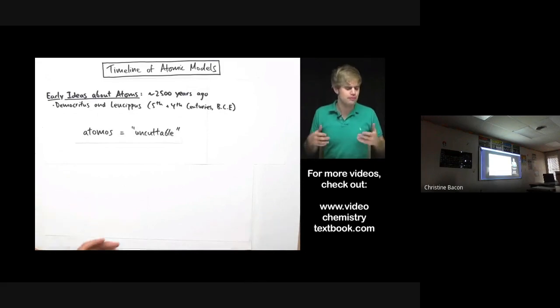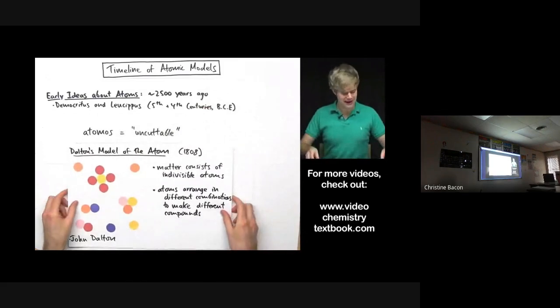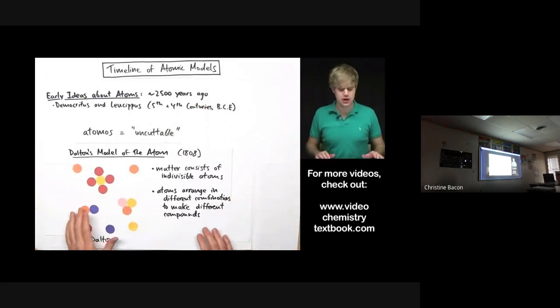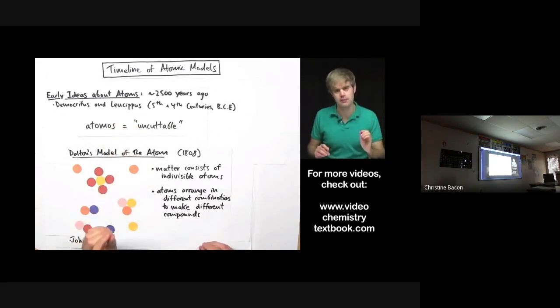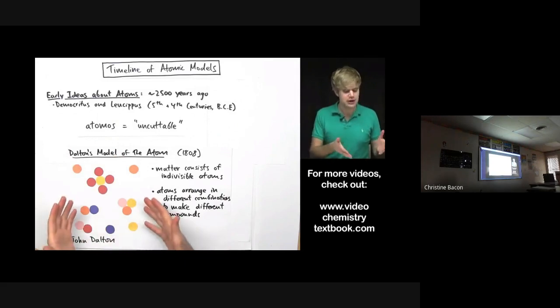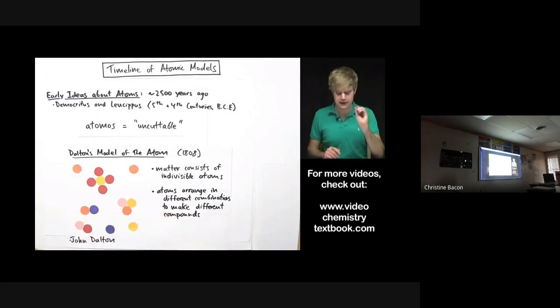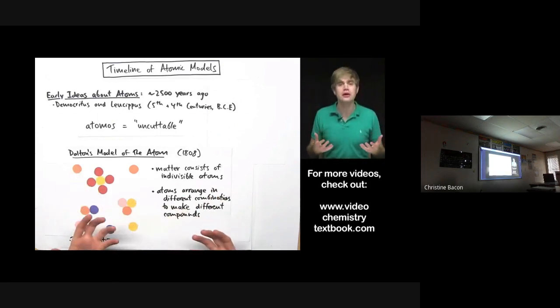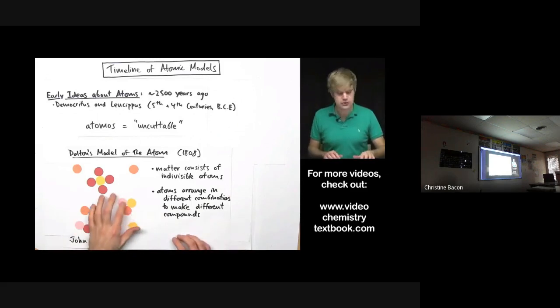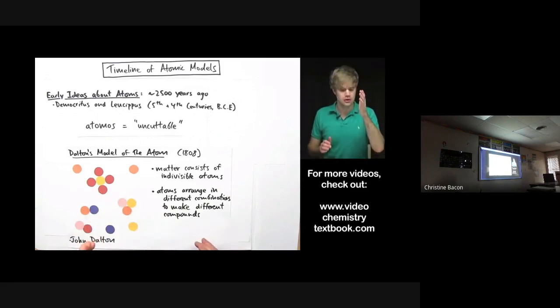Ideas about atoms remained that way for about 2,000 years, until in 1808, the British chemist John Dalton came up with the first scientific experiments that showed that matter was made of tiny little particles. This is kind of how John Dalton pictured atoms. He imagined them sort of as tiny little balls that arranged in different combinations to make different things. And he imagined that these atoms were indivisible. You couldn't cut them into smaller pieces.